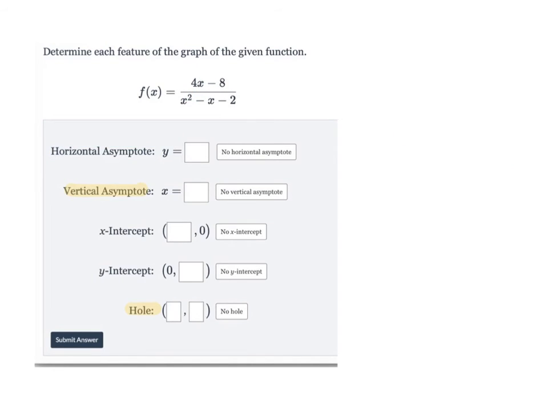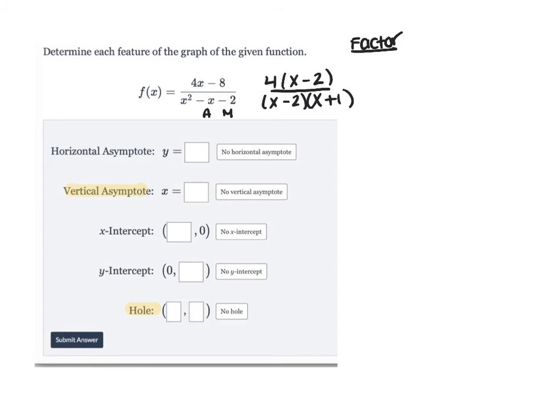Okay, now let's find the vertical asymptote and the hole. Remember, these two go hand in hand. So first we're going to factor. We're going to factor the numerator and we're going to factor the denominator. So the numerator, I could take out a GCF of 4 and I'm left with x minus 2. In the denominator, we're going to figure out add, multiply. What multiplies to negative 2 and adds to negative 1? And that is x minus 2 and x plus 1.